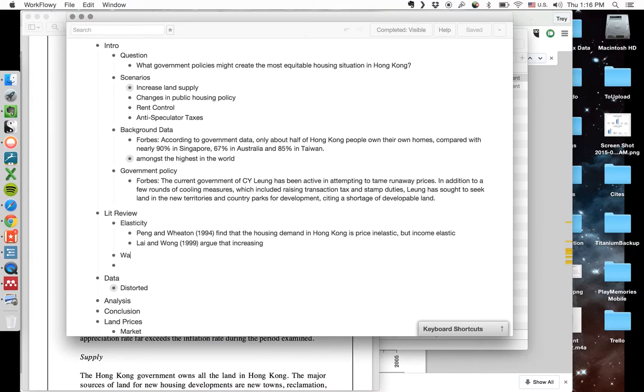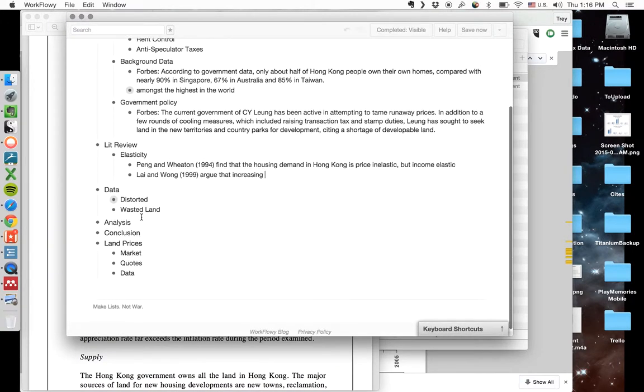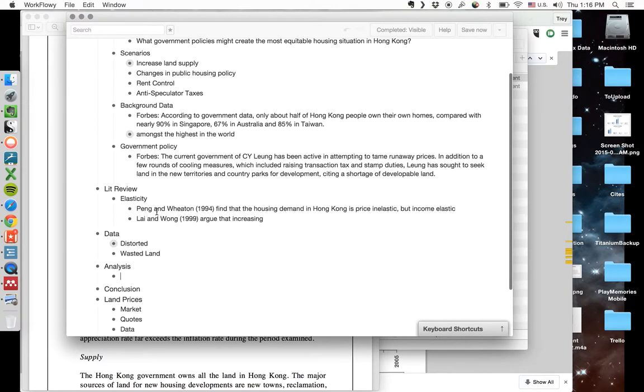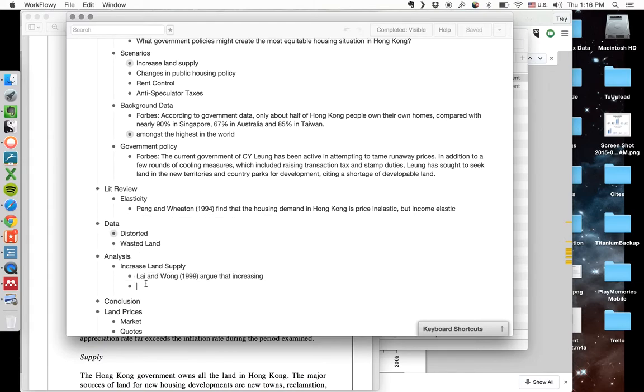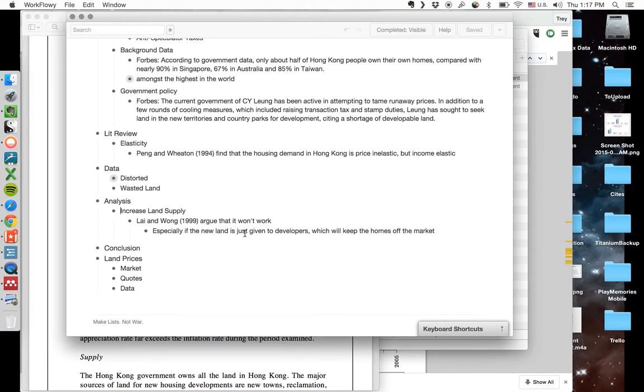You could also, I would say, wasted land, not finished yet. Okay. So let's do the analysis. I'm going to close this one out. So increasing land supply, Lion Wong, blah, blah, blah.